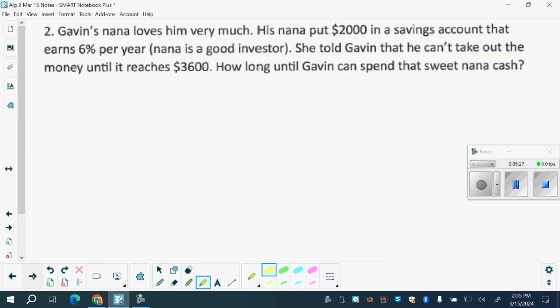Okay, problem number 2. Gavin's Nana loves him very much. His Nana put $2,000 in a savings account that earned 6% per year. Nana is a good investor. She told Gavin that he can't take out the money until it reaches $3,600. How long until Gavin can spend that sweet Nana cash? So growth or decay? Growth.